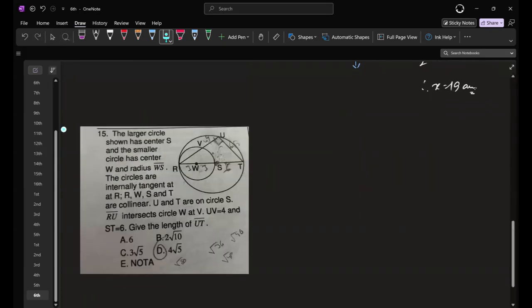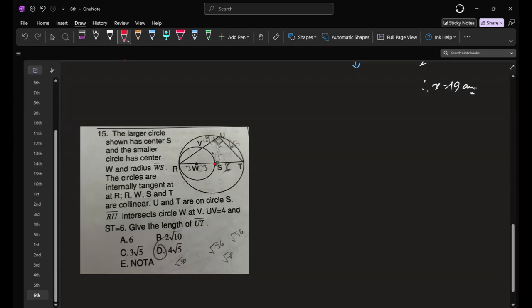The larger circle shown has center S and the smaller has center W. So this is the center S and this is the center W. WS is the radius. It means this is the point S, exactly at the boundary of the circle. So R, W, S, and T are in order, and this is point S.